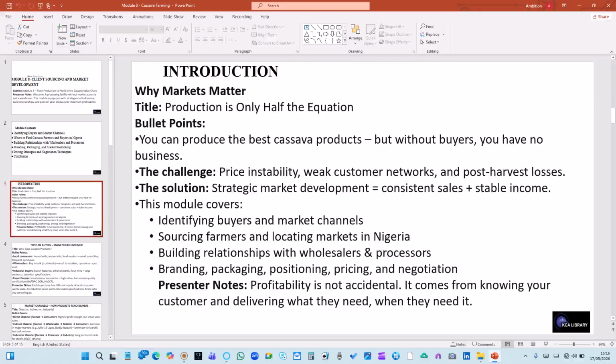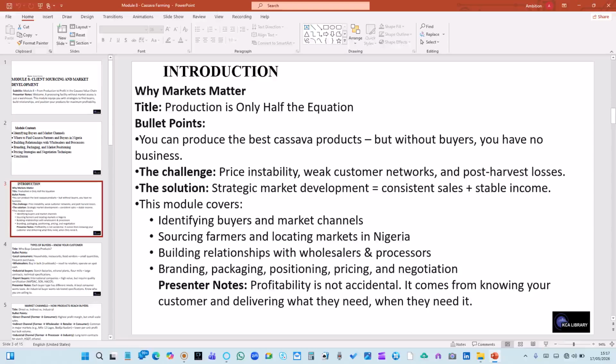By way of introduction, why market matters. Titled: Production is only half the equation. The bullet point here is that you can produce the best cassava product, but without buyers, you have no business. Therefore, the challenges include price instability, weak customer network, and post-harvest losses. The solution for these challenges is that strategic market development equals consistent sales plus stable income.